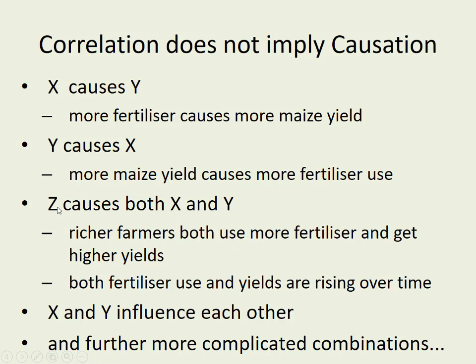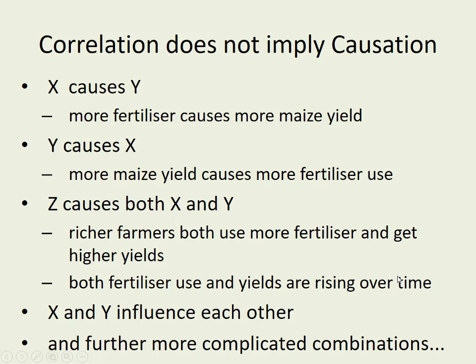So Z is the one here. If you're just richer, then you both use more fertilizer and you get higher yields. And it's you being rich, or having good family connections, or living in a place near a big town, for example, that affects those things. They're not actually affected directly themselves.